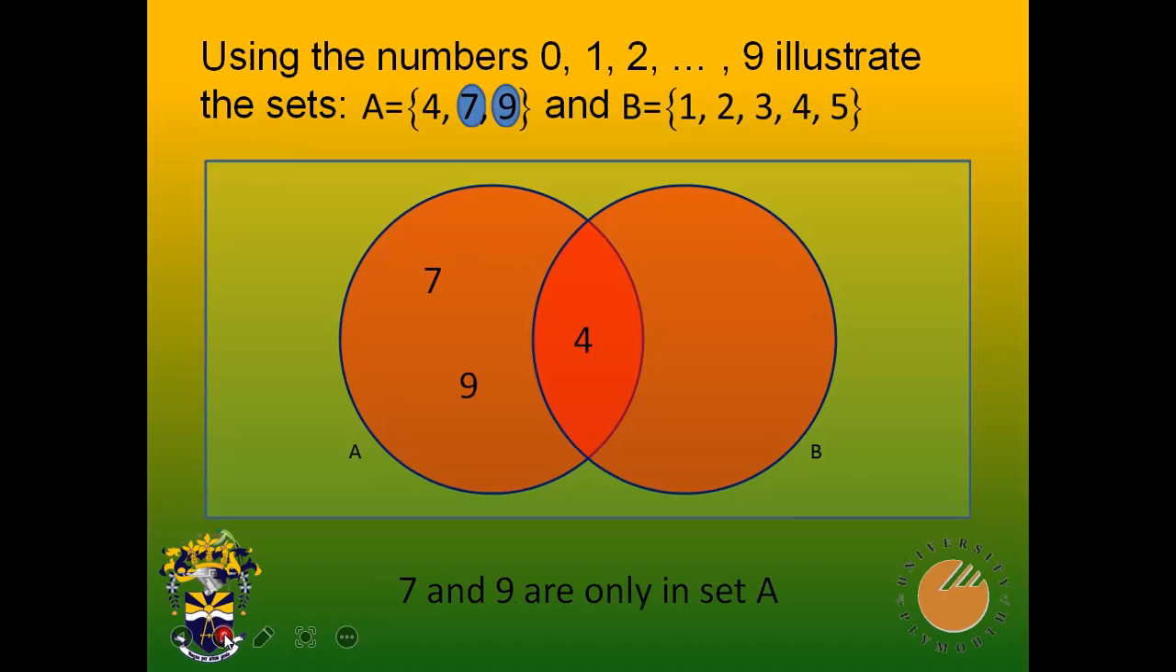7 and 9 are only in set A. 1, 2, 3, 5 are only in set B. And 4 is the common element. 0, 6, and 8 are not in A or B. So if we observe in the Venn diagram, 0, 6, and 8 are not in A and B, so they will be outside of the balls A and B.